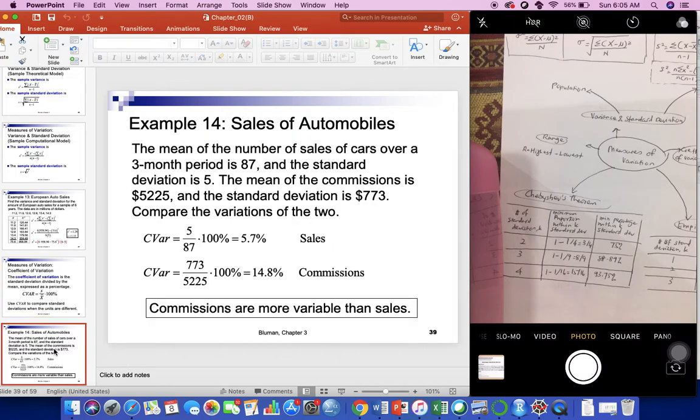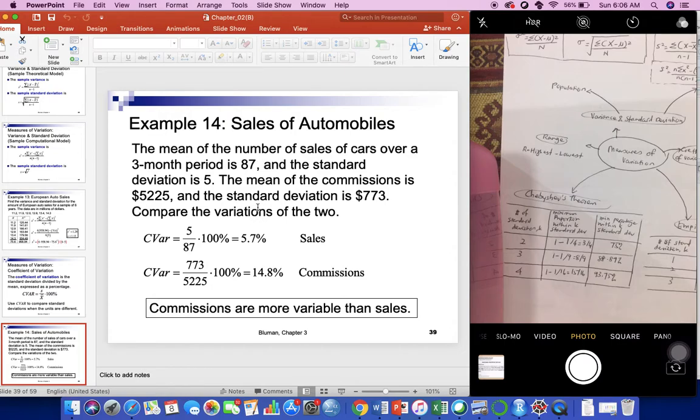Okay, look at the first example. The mean of the number of sales of cars over a 3-month period is 87, and the standard deviation is 5. The second one is the mean of commissions, which is 5,225, and the standard deviation is 773. Compare the variations of the two. So here we have two different things. The first thing is sales, the second thing is commissions.